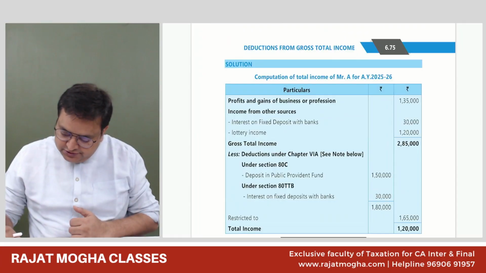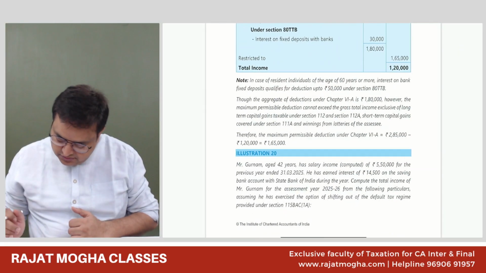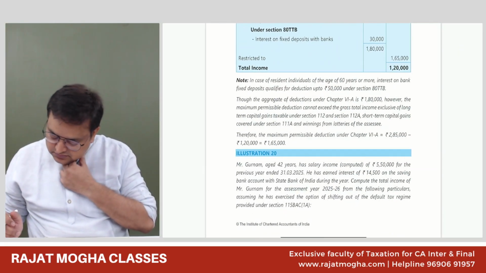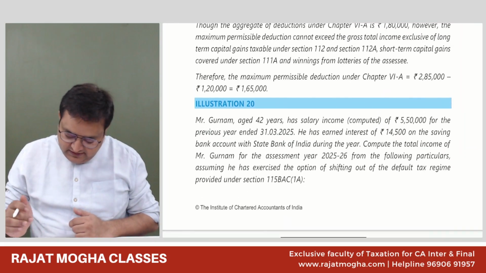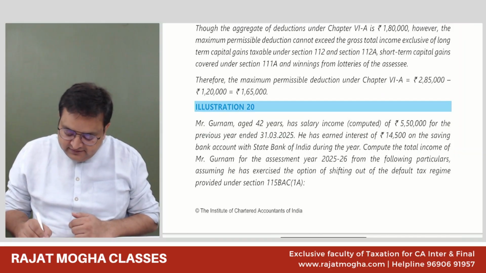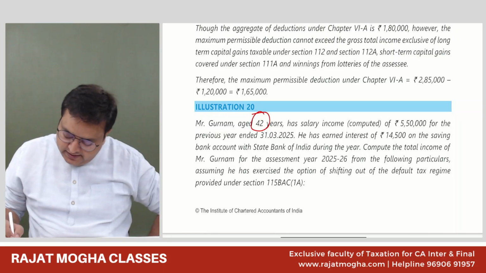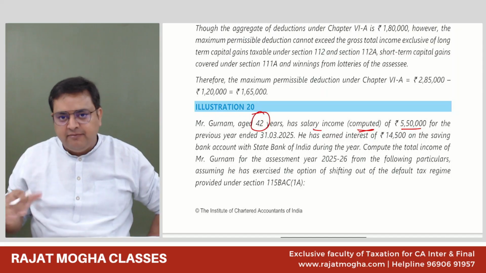Guys, I want to touch upon, let us quickly do illustration number 20. We are not doing it just orally. I am telling you some points. This guy is 42 years of age. And he has salary income 550 computed. Computed means we don't have to give any standard deduction. It is computed salary income.